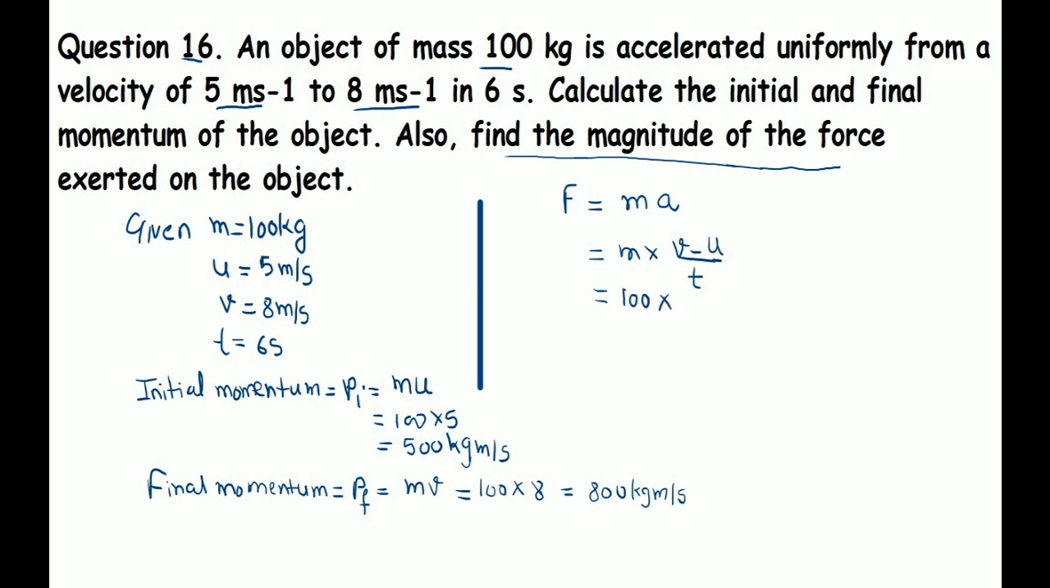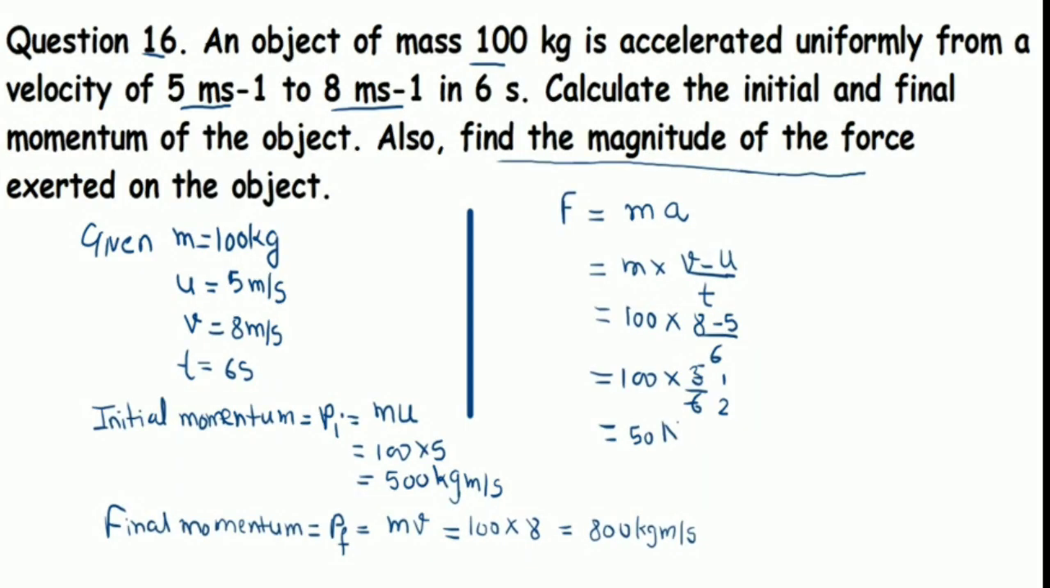Now final and initial momentum have been found. Now the question is asking to find the magnitude of force. Okay, magnitude of force means we will simply apply the formula. We know the formula of force, mass into acceleration. Okay, now what is acceleration? If acceleration is not given, we can simply apply the formula of acceleration over there. So here we have found the magnitude of force as 50 Newton. Okay, students.